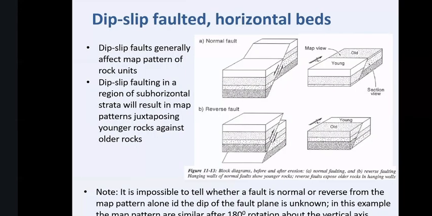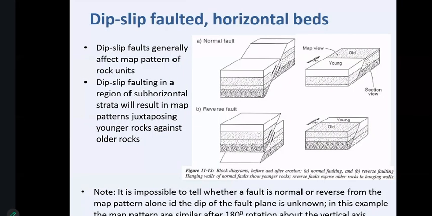Yes, sir. Okay, good. We said dip slip faults are what? What are dip slip faults? It's not just saying yes, sir. What are dip slip faults?